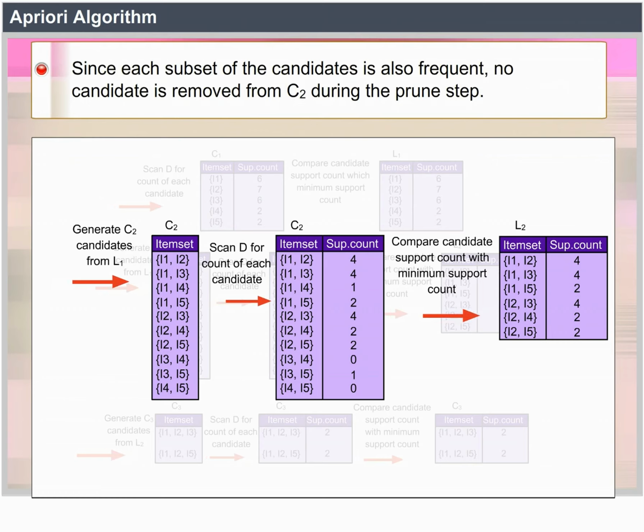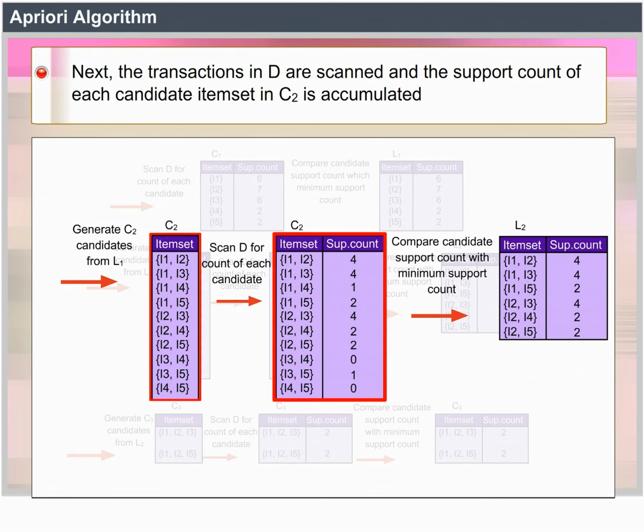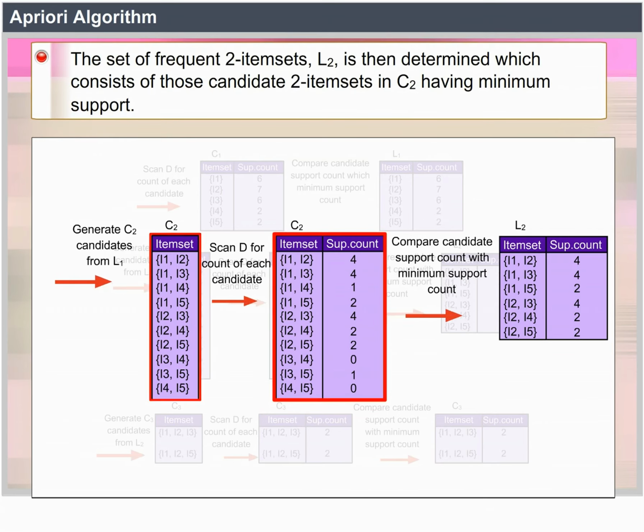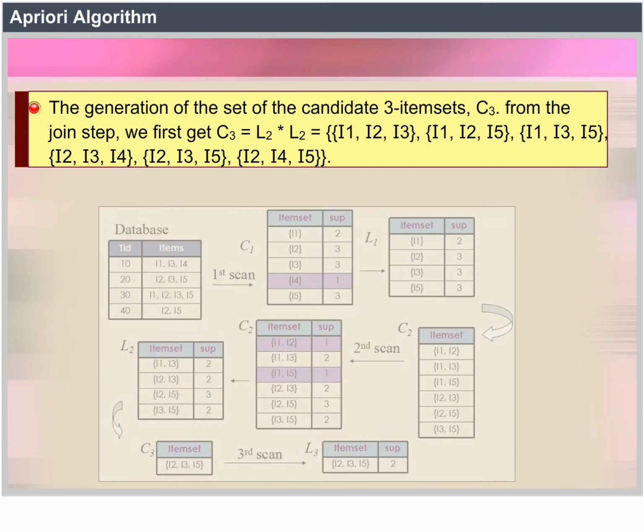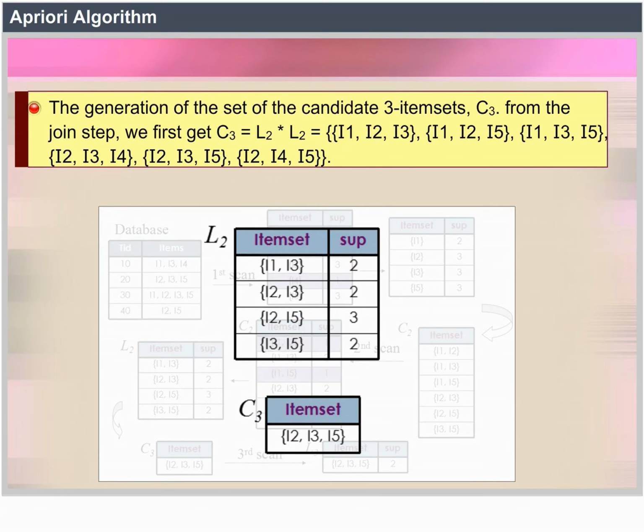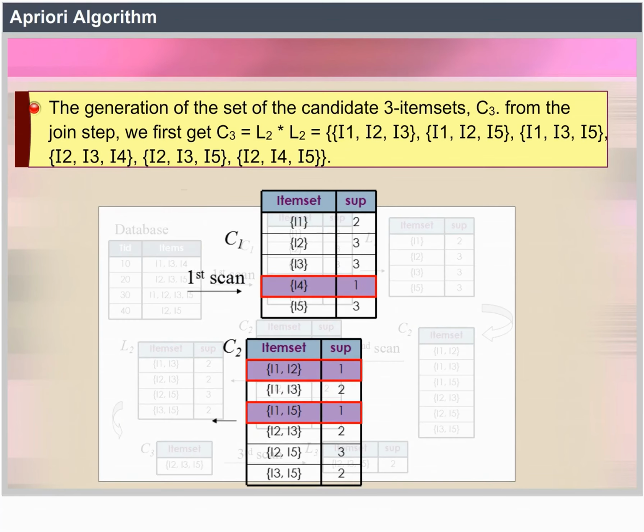Note that no candidates are removed from C2 during the prune step because each subset of the candidates is also frequent. Next, the transactions in D are scanned and the support count of each candidate item set in C2 is accumulated. The set of frequent 2 item sets, L2, is then determined, consisting of those candidate 2 item sets in C2 having minimum support. The generation of the set of candidate 3 item sets, C3. From the join step, we first get C3 = L2 × L2 = a number of subsets as shown.